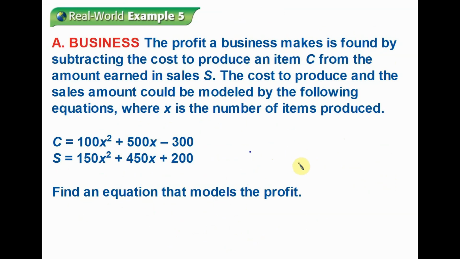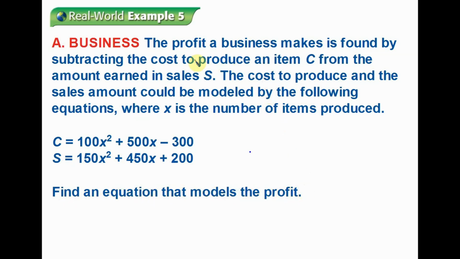Real world example. The profit a business makes is found by subtracting the cost of producing an item, C, from the amount earned in sales, S. The cost to produce and the sales amount could be modeled by the following equations, where x is the number of items produced. Find an equation that models the profit.